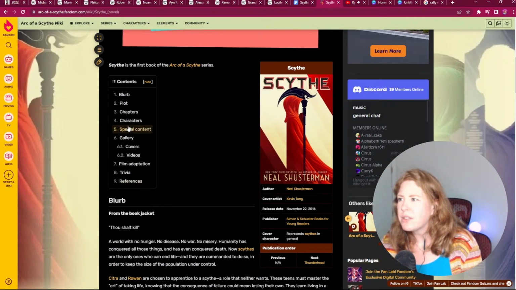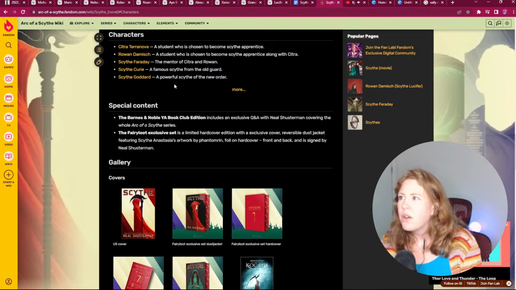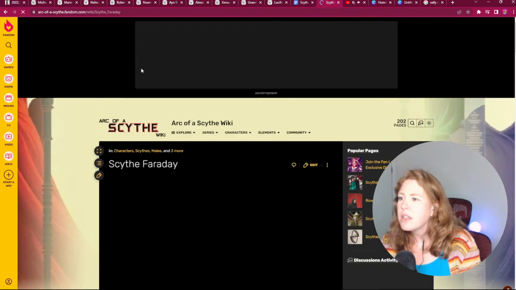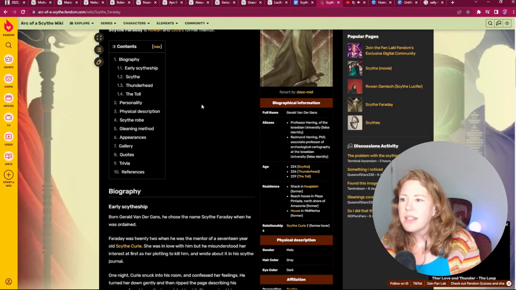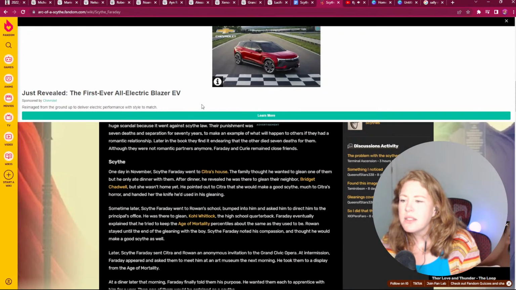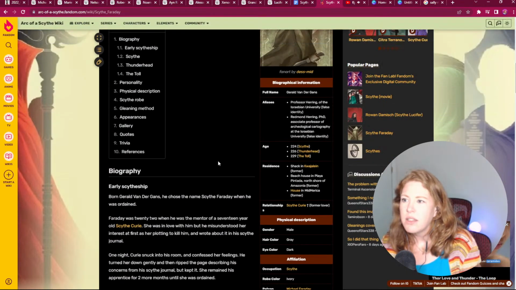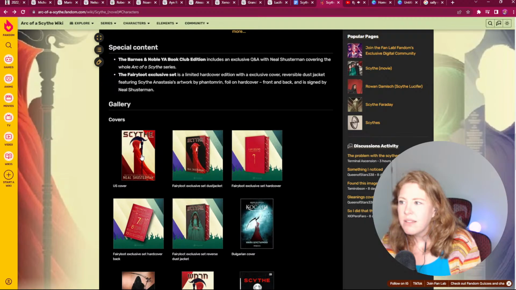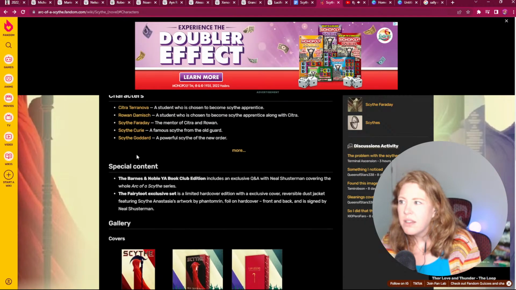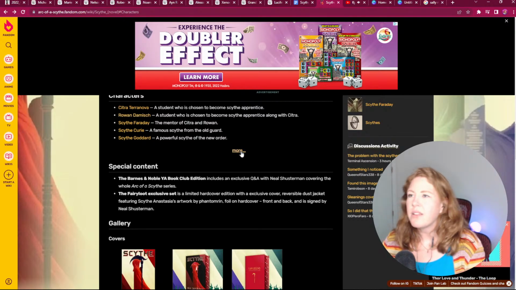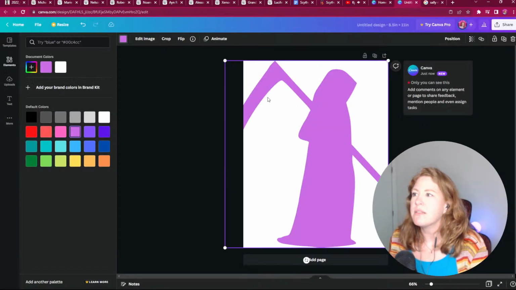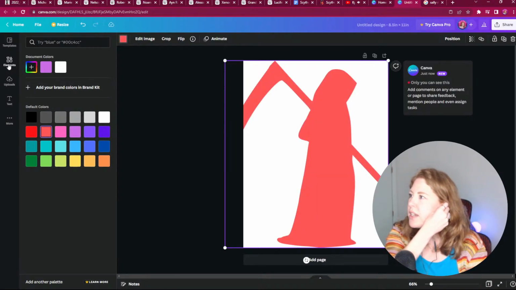I'm pretty sure Scythe Faraday was white, yeah. His robes were ivory. Who had red? I don't think anybody had red. I mean red. Okay, fine. We'll do red. We're changing it. I'm changing it to red. There we go. Perfect. Oh my gosh, I like that.